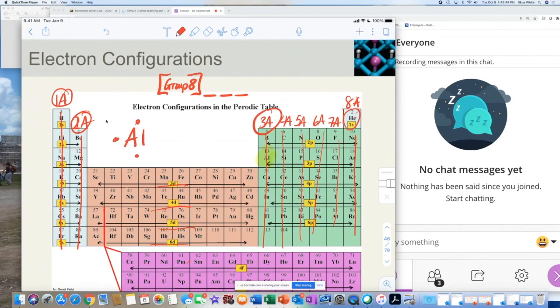If you're asked to do one for oxygen, oxygen is in group 6. So put 6 dots around it. You can do left, right, top, bottom. That's 4 dots. Left, bottom. 6 dots. This would be the dot symbol for oxygen, and the dot symbol for aluminum.